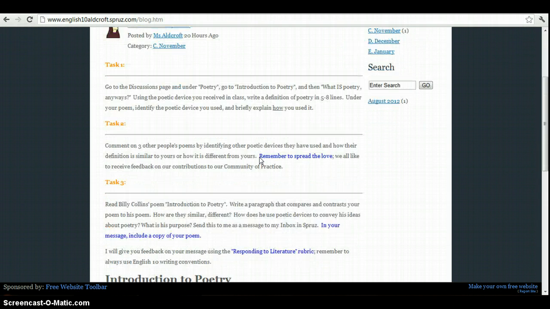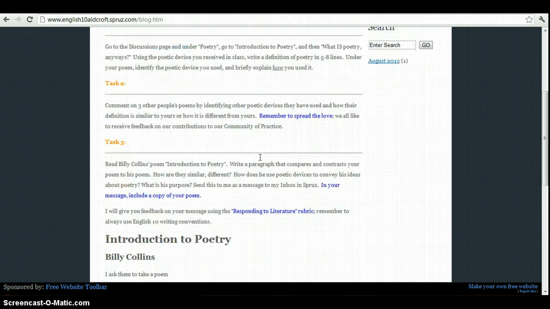Task 3 is to read Billy Collins' poem, Introduction to Poetry. They need to then write a paragraph that compares and contrasts their poem to his poem. How are they similar? How are they different? How does he use poetic devices to convey his ideas about poetry? What is his purpose? And they need to send this to me as a message to my inbox in Screws within our social network. And of course, in their message, they need to include a copy of their poem so that I can see what it is they're comparing Billy Collins' poem to.